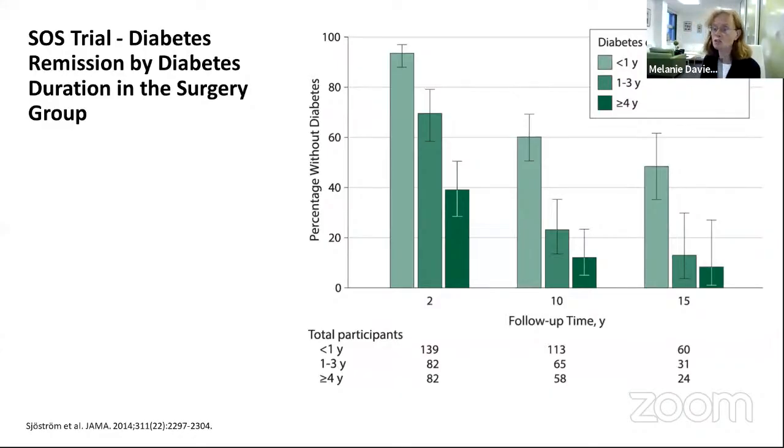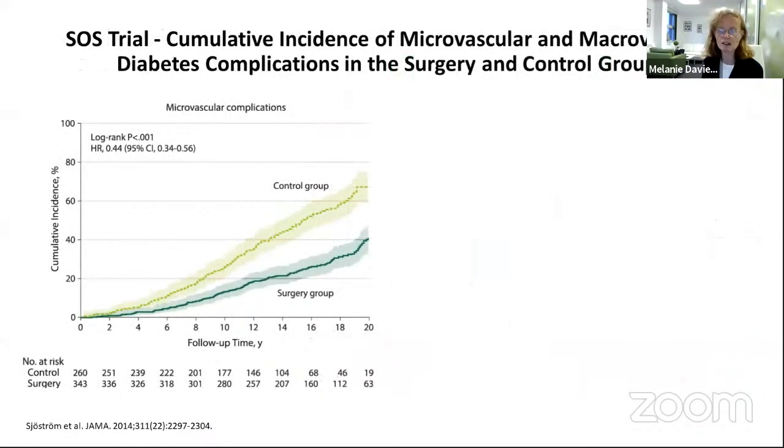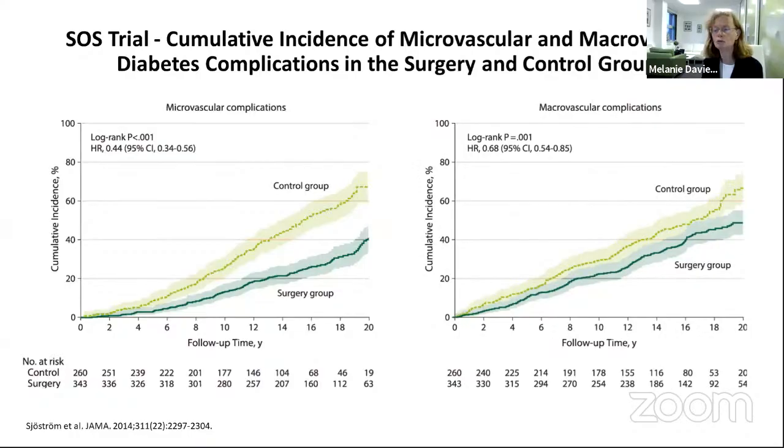So if we're going to use either low energy diets or bariatric surgery, we need to be using them very early in the diabetes diagnosis for them to be really effective. And if we look at what that has in terms of preventing long-term complications, there's evidence that it reduces the burden of microvascular complications. You can see the hazard ratio of 0.44 in the patients in the surgical group compared to control. If you look at macrovascular complications, there's a 32% reduction, and that is significant.